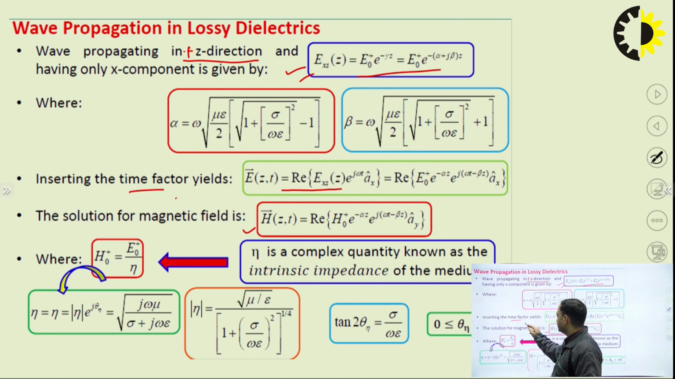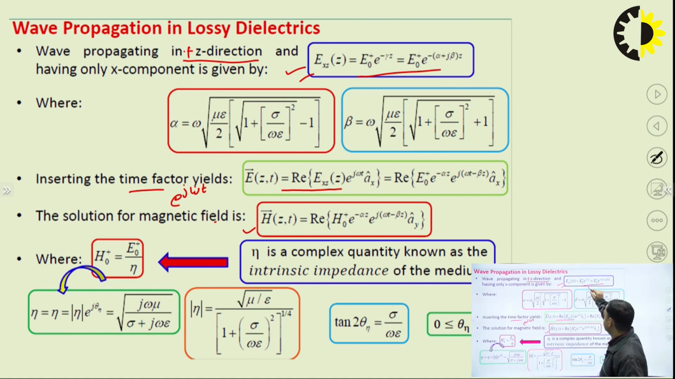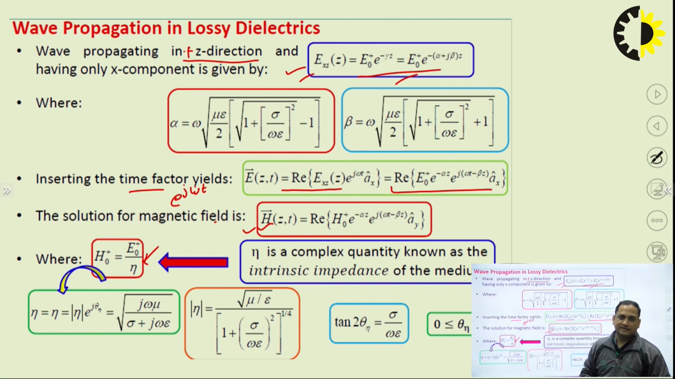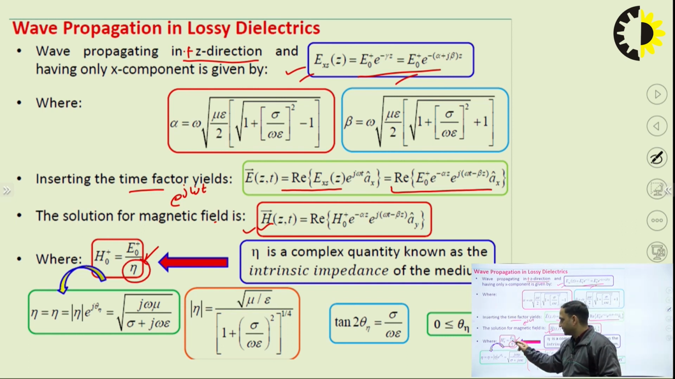The time factor is simply multiplying by e to the j omega t with this equation. When you multiply this, the expression we get is like this one. This is the electric field component in the x direction, and it represents the magnetic field in the y direction. Then we also come to this point, that eta is the ratio of the magnitude of the electric field to the magnitude of the magnetic field. So the intrinsic impedance we can calculate with the ratio of E and H.